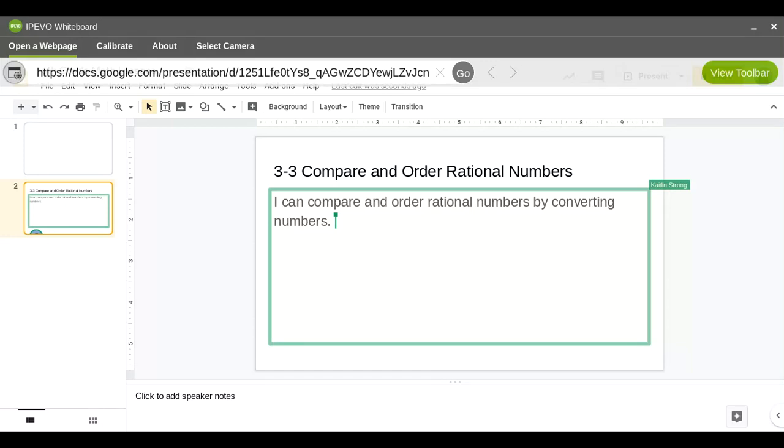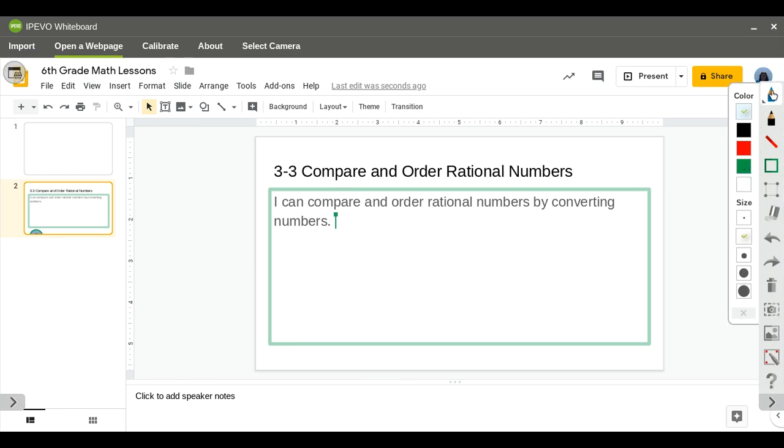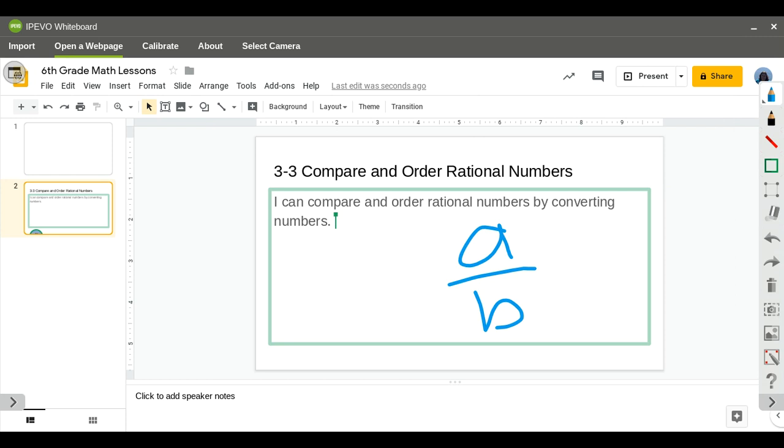So today our focus is going to be on comparing and ordering rational numbers. And so in 3-2, we place rational numbers on a number line. And if you remember, a rational number is a number that can be written as a quotient. So any number that's going to be written as A divided by B is going to be a rational number.